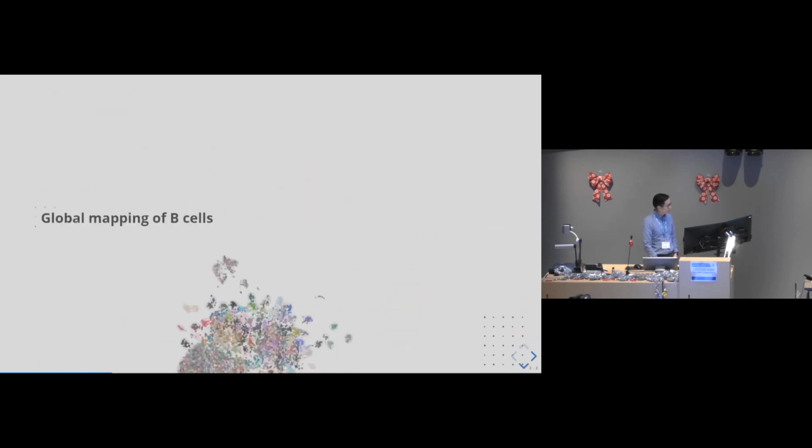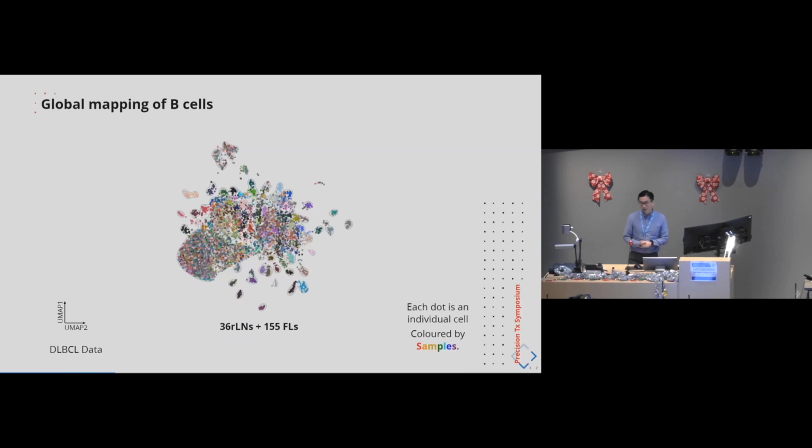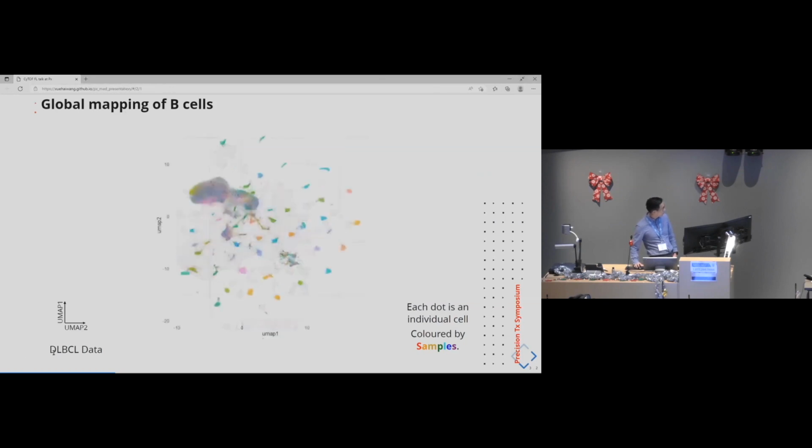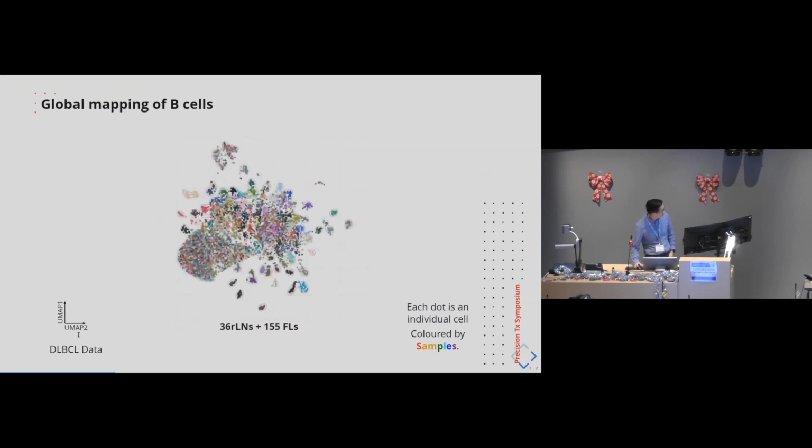Okay, so this is the global mapping of B cells. This is a mapping of 192 patients, including 155 FL patients, plus 36 reactive lymph node patients. If you look closely, there are actually 192 colors, so each dot represents one patient. I had to use a program to generate a 192-color palette just to plot this. This is quite different from the other study that we see.